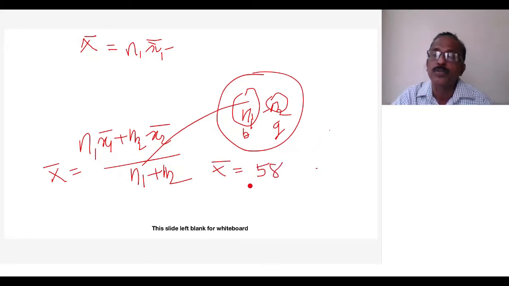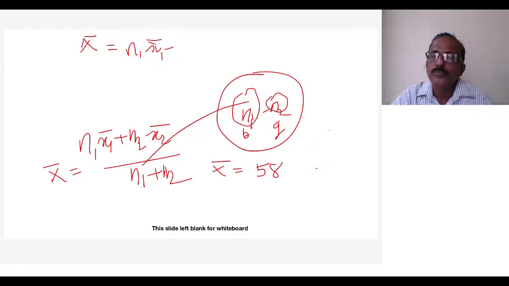X bar is equal to 58. N1 and N2 are unknown. The number of boys and the number of girls are unknown, but the total number of students is equal to 100.